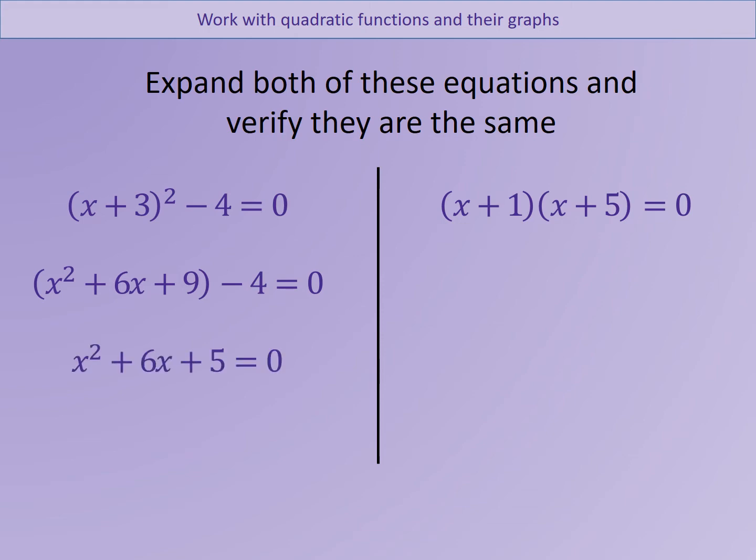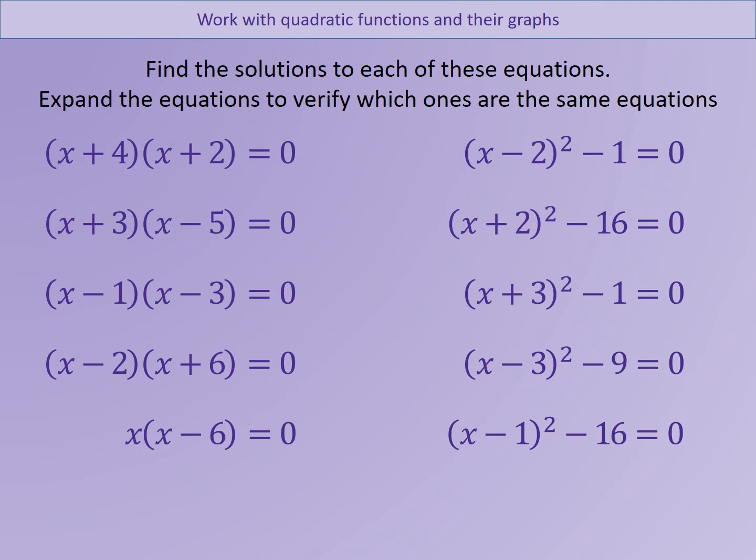On the right-hand side with the factorized version, if I multiply out using whatever method you know best, we end up with x squared + x + 5x + 5 equals 0, and if I simplify that by collecting the like terms, I get exactly the same. So another proof that these two equations are exactly the same as each other.